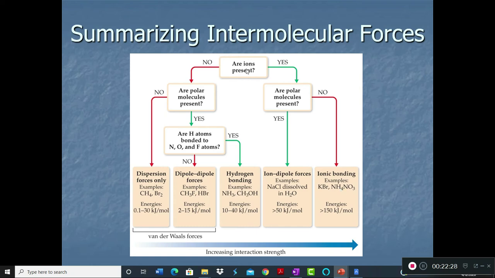What if there are no ions present? What if you're just talking about polar or nonpolar molecules? Well, the first thing you have to ask yourself is, do I have any polar molecules? If I do, I have to ask, do I have those special over-the-top types of polar molecules, the ones that have hydrogen covalently bonded to a nitrogen, oxygen, or fluorine? If I do, then I have hydrogen bonding. If I don't, it's just normal dipole-dipole interaction. If there are no ions present and no polar molecules, the only option I have is London dispersion forces.